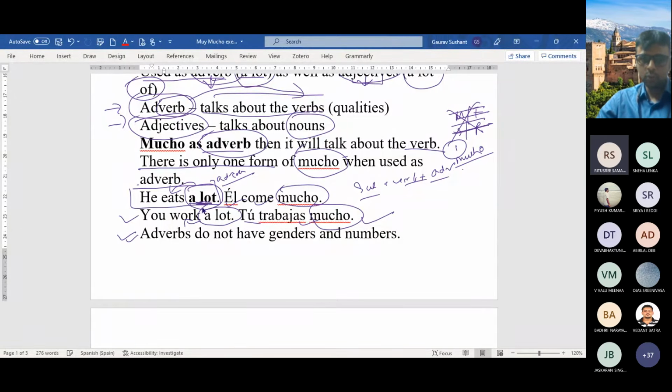As I told you just now also about the gender and number thing, adverbs do not have genders and numbers. This is something you have to always keep in mind. So mucho is the only form which we use. There is no other form of mucho when we are using it as an adverb.